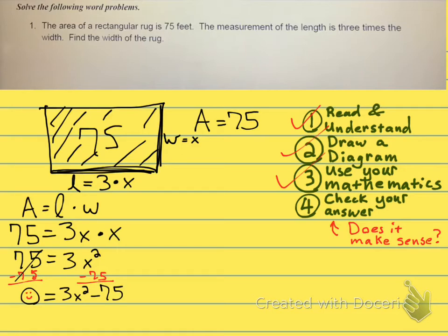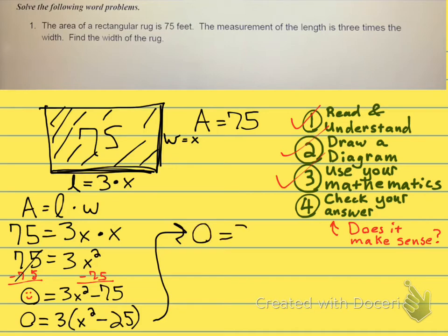Step 2, factor completely. Well, to factor this, first I take out the 3, and I'll be left with x squared minus 25. Then I realize that I can factor this, x squared minus 25. That's the difference of 2 squares. So let me move it up here. I'm going to say 0 equals 3 times x squared minus 25. 0 equals 3 times x plus 5, x minus 5, my math cousins.